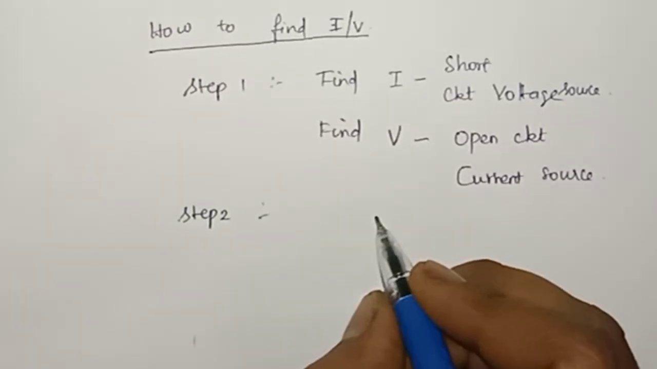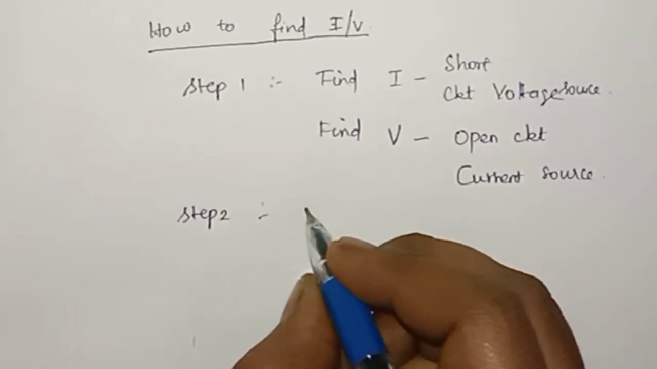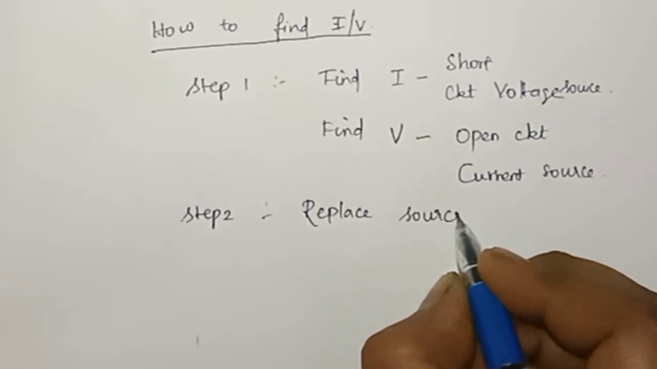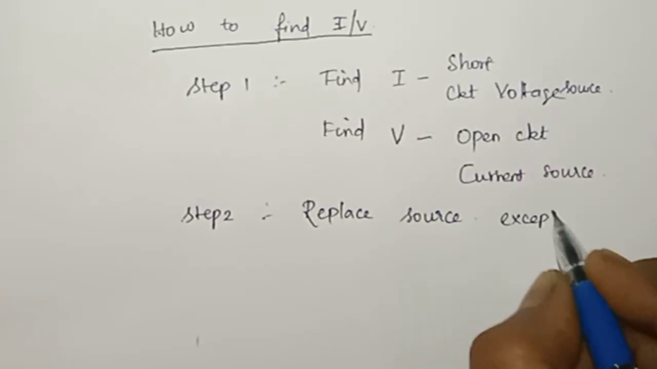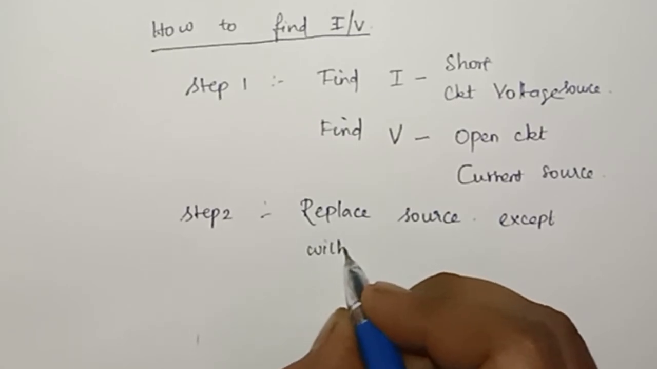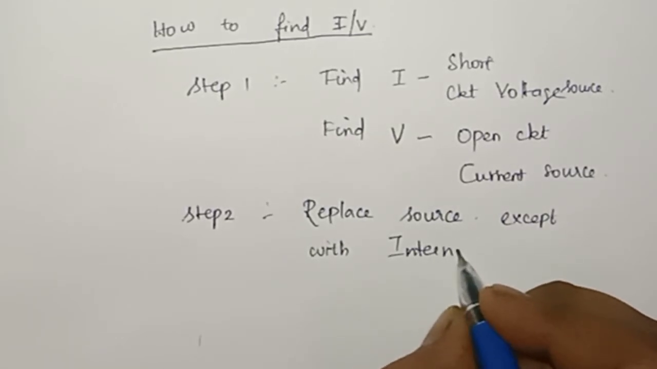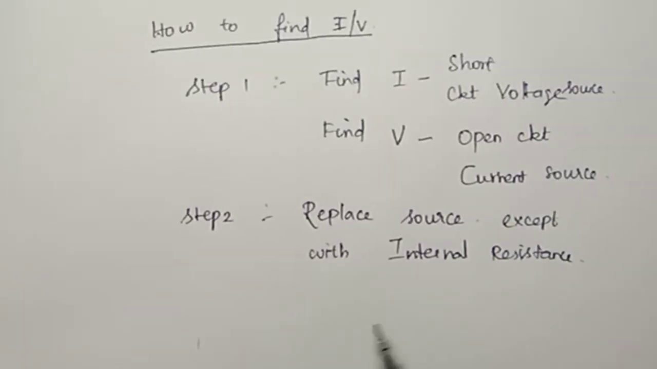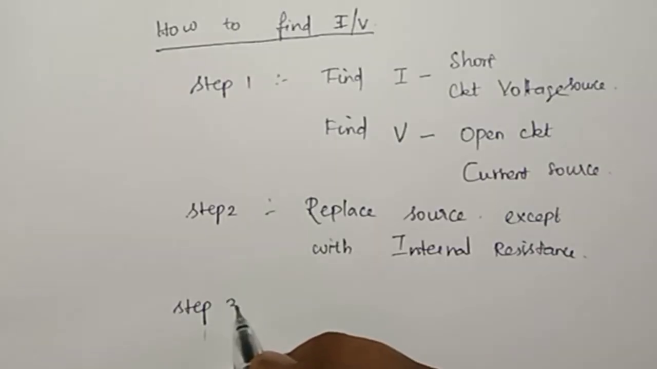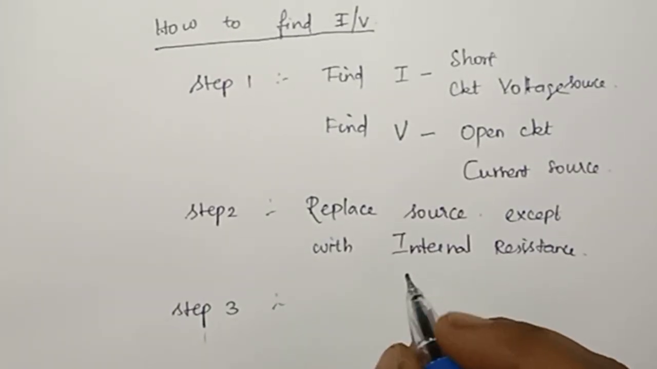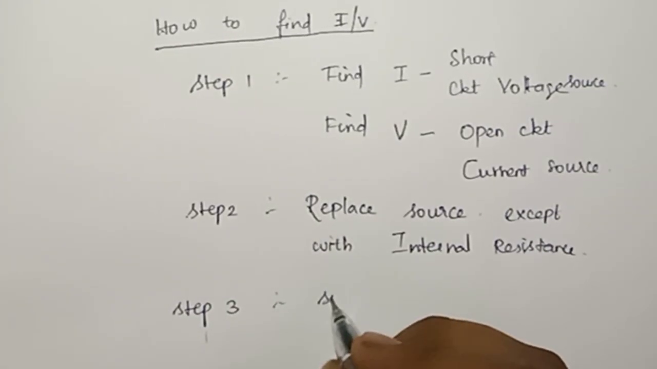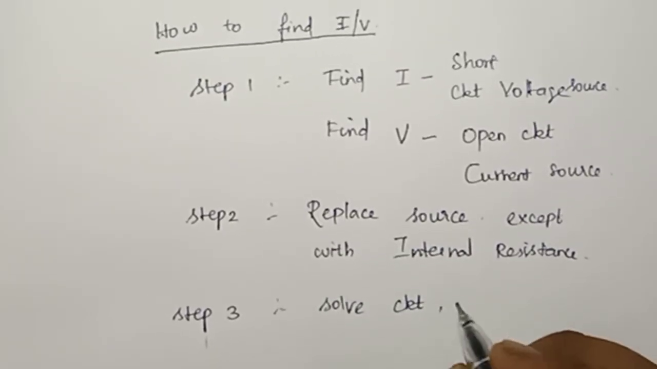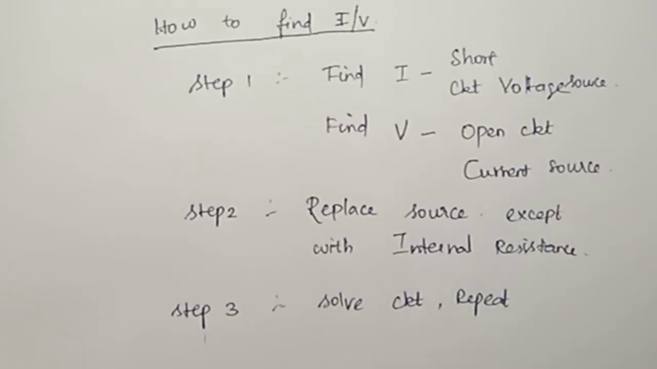The next step is step 2. Here you replace all independent sources except the one which has internal resistance. The next one will be step 3. It is nothing but you have to solve the circuit and repeat for all independent sources. You have to follow all these steps to find current or voltage for the given circuit.